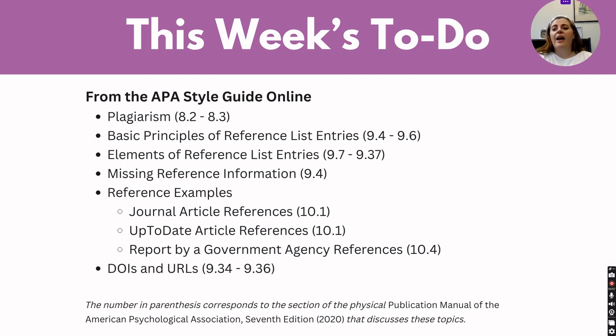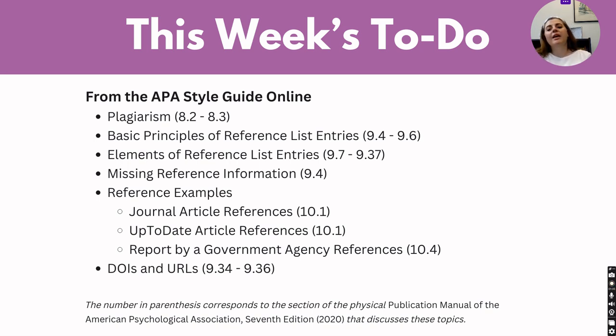So here we will be looking at the steps of plagiarism, basic principles of reference list entries, the elements of reference list entries, missing reference information, examples, which include journal articles, up-to-date articles, and reports by government agencies, as well as DOIs and URLs. So there is a PDF link that gives all of these as direct links to the APA style website. But if you are using the physical publication manual, in parentheses behind each of the sections, you will see where you can find it correlating in the physical book.